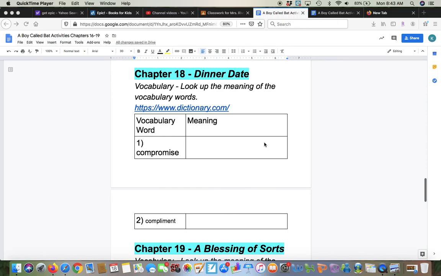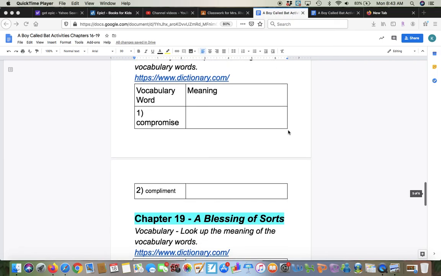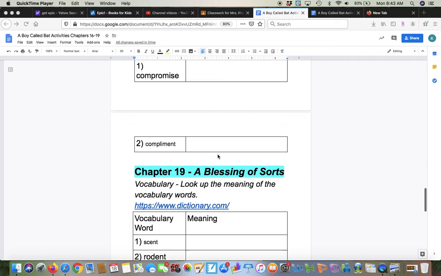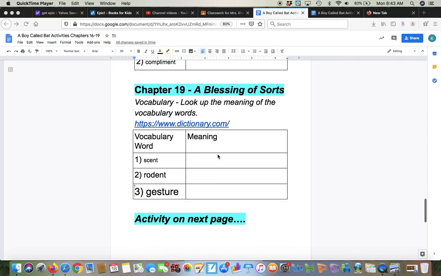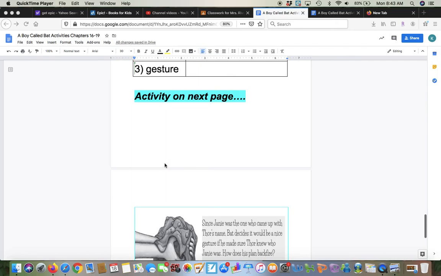And chapter 18 is called Dinner Date, and the two words are compromise and compliment. And there's no activity for that one. You're just going to do the vocabulary. And then chapter 19, you're going to define scent, rodent, and gesture. And then the activity, it says it's on the next page. I didn't want you to miss it.